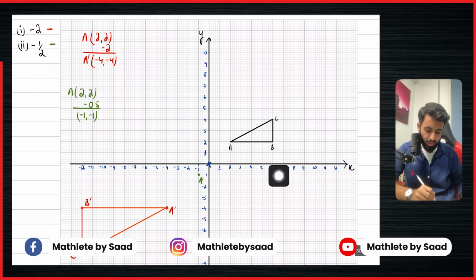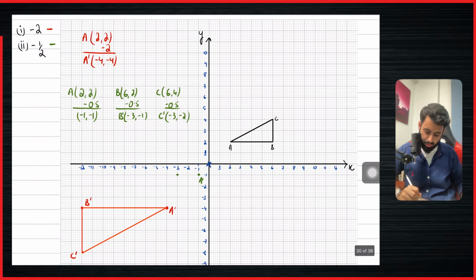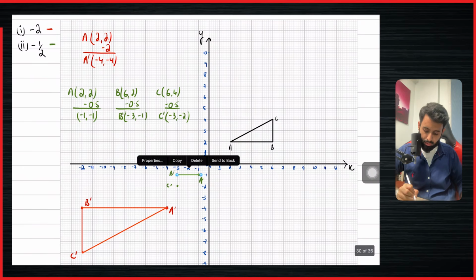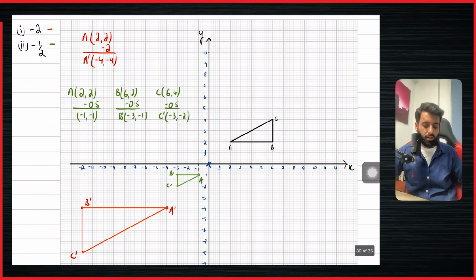And let's do the same for B. So B has coordinates 6, 2. What happens if you multiply this by -0.5? You get -3 and -1. So -3 and -1 is going to be over here. Let's look at the coordinates of C. They are 6, 4. What happens if you multiply them by -0.5? So C prime turns out to be at -3 and -2. Yep, -3 and -2. There you go. So here's B prime, here's C prime. Now we join them with the help of a straight line, and we get ourselves a nice and shiny triangle. And there you go. That's the answer to part 2.